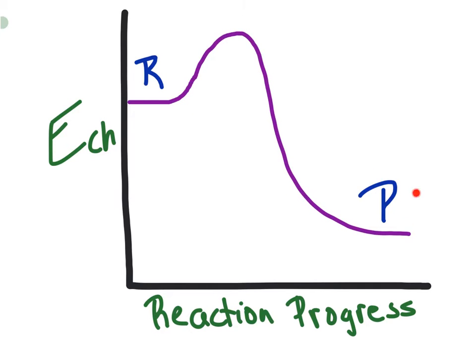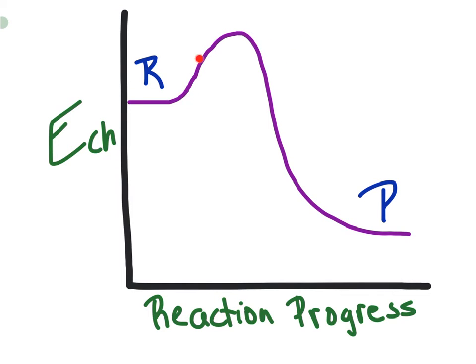So the products are going to have a lot less energy. Now, this hump here to get over, obviously it goes up and then comes back down. This area here, we call this the activation energy. So each reaction needs to acquire some energy for this reaction even to take place.